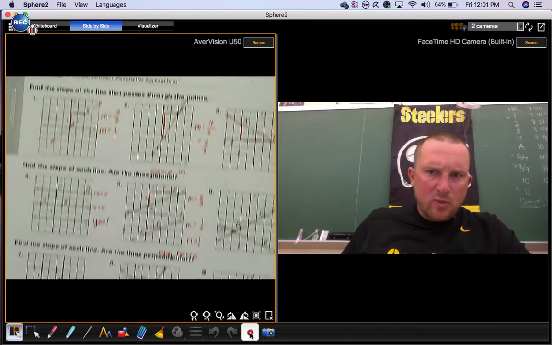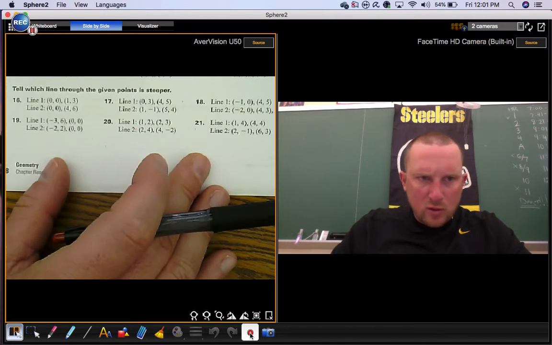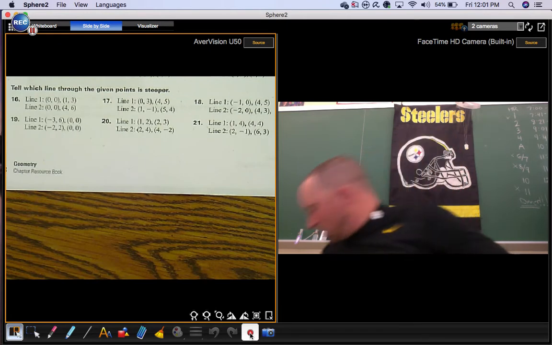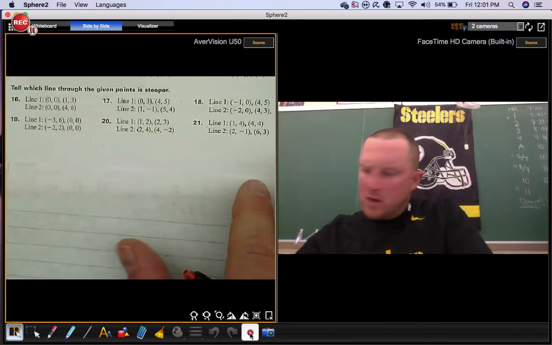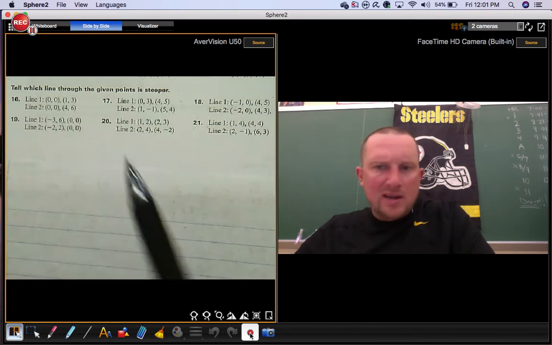This is section 3.4, practice A. We're going to do the bottom section. There's 6 problems there. We're not going to do all of them, but we are going to do a few of them. The question is, which line is steeper?